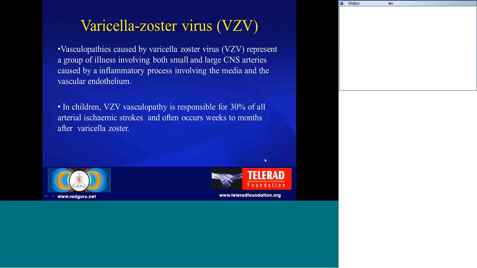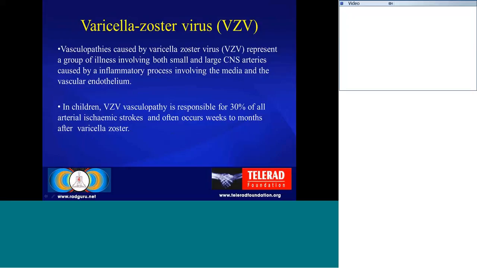So coming to the next virus, the Varicella-zoster virus. This is also one of the causes of viral encephalitis which we encounter in children. It represents a group of vasculopathies which involve the small and large CNS arteries, caused by an inflammatory process involving the adventitia, media and vascular endothelium.